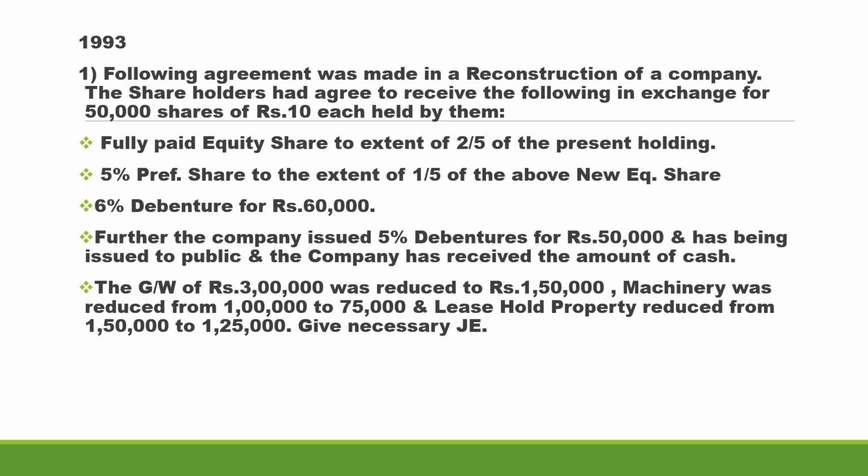The goodwill of rupees 3 lakh was reduced to 1,50,000. So goodwill written off will be 1,50,000. That's 3 lakh minus 1,50,000. Machinery was reduced from 1 lakh to 75,000. Our machinery depreciation is 25,000. Leasehold property reduced from 1,50,000 to 1,25,000. So this is called depreciation on leasehold property 25,000. Give journal entries.